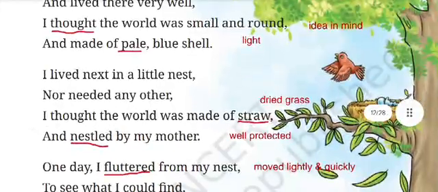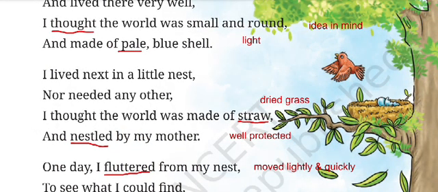I lived next in a little nest, nor needed any other. I thought the world was made of straw and nestled by my mother. In the second stanza, we come to know that now the bird came out from the little cell and started living in the little nest. She did not need any other help. So she thought that the world was made of straw and it was well protected. That is, it was made by her mother.